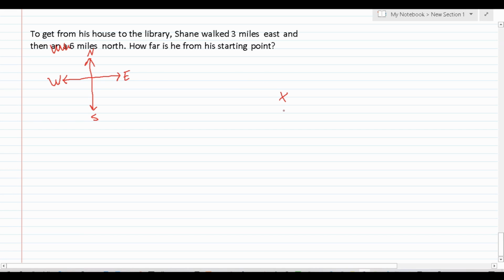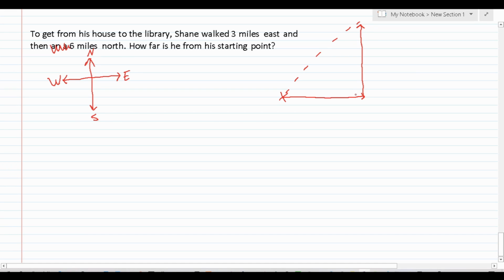So let's say he's starting here. It says Shane walked 3 miles east. So that's this direction. He went 3 miles east and then 6 miles north, which is this direction. Okay, how far is he from the starting point? Which means we want to know this distance right here.